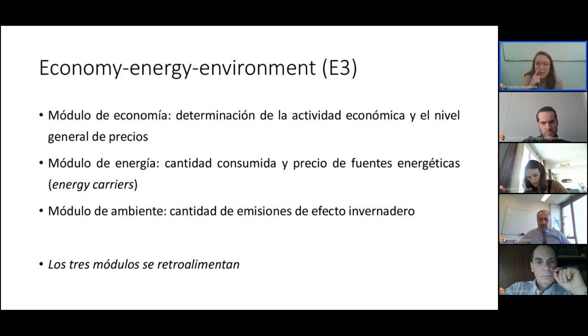I will not go into too much detail about the model. I don't think we have time for that today. But very briefly, the model comprises three modules. One is the economic module, in which economic activity and price levels are defined. Then there is an energy module, in which the consumed quantity and the price of energy are defined. And then there is an environmental module that essentially defines the amount of contaminants. These three modules interact with each other. For instance, the price and quantity of energy interact with the economic module, which in turn interacts with the energy module. So the feedback loops are there, and this is why it is also called a nonlinear model, because all modules are interacting simultaneously.